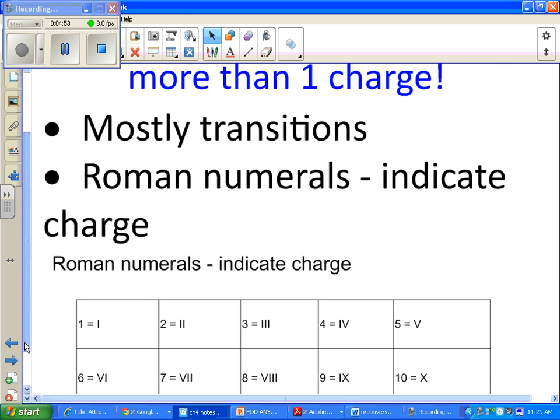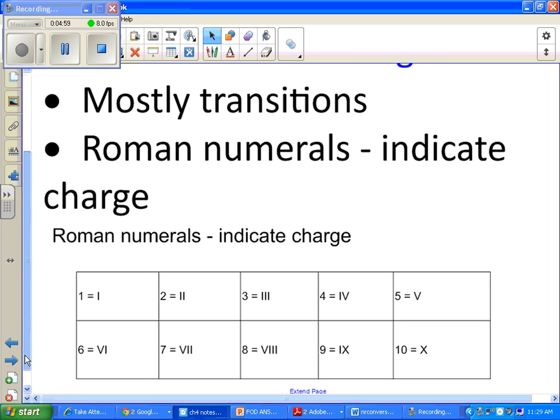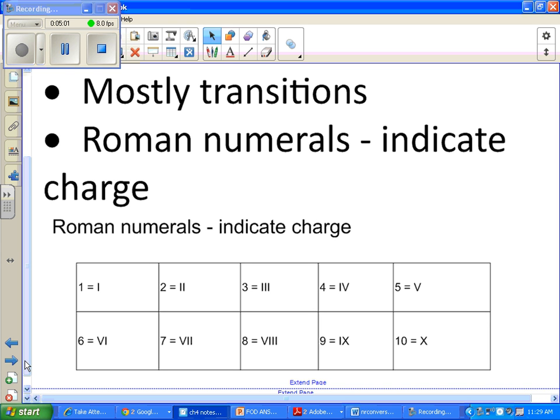Alright, type 2 naming indicates more than one charge. These are mostly transition metals, and you will have to use what are called Roman numerals, and you have a chart in your notes with these Roman numerals, so you just have to make sure you use them correctly and are writing the correct symbol.